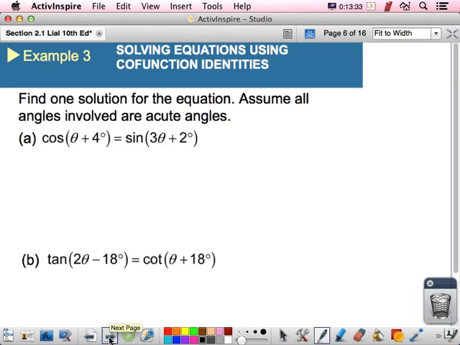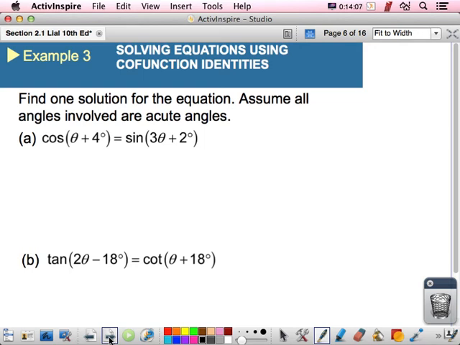Here's the other thing, and for some reason, this bothers students more. I give you two cofunctions that are already equal, and I ask you to solve for the variable in the angle. So for the first one, we know that cosine of theta plus 4 degrees is equal to sine of 3 theta plus 2 degrees. That's called a trigonometric equation. We have two trig functions set equal to each other, and the variable is part of the angle. Does anybody have any ideas for what I could do to solve that?